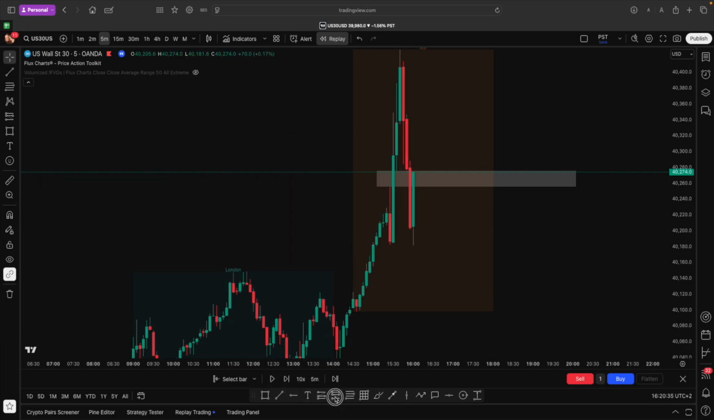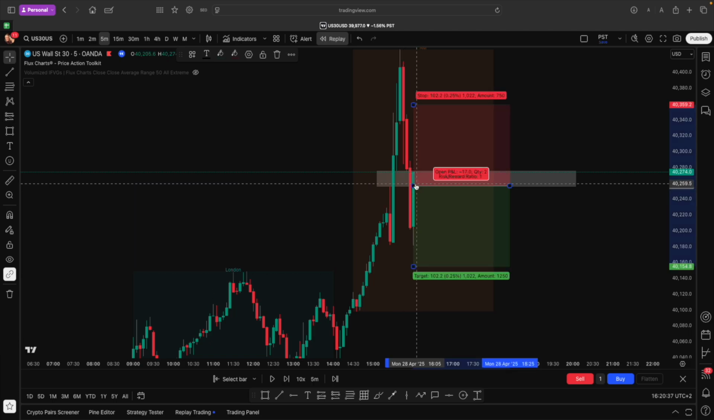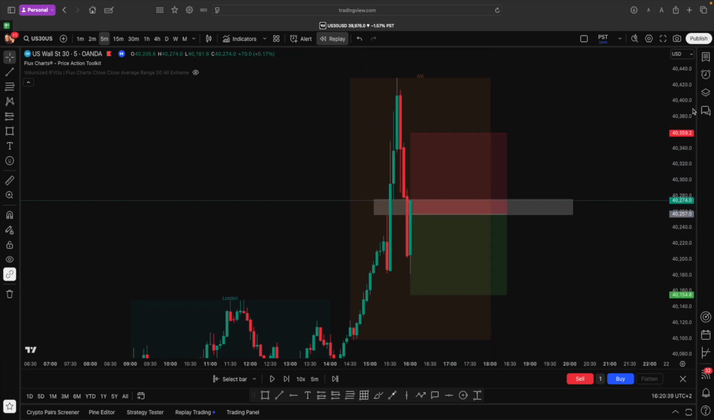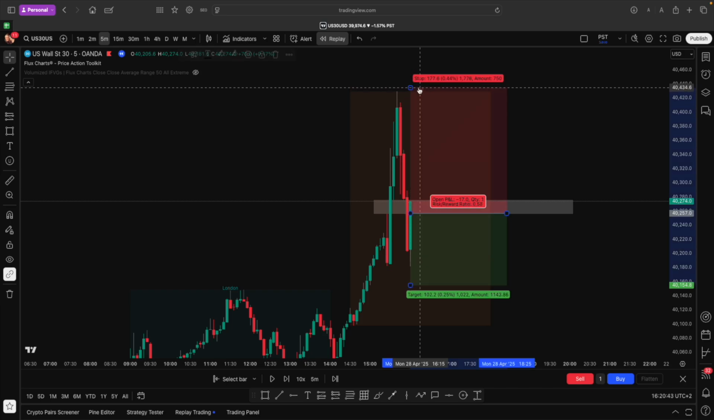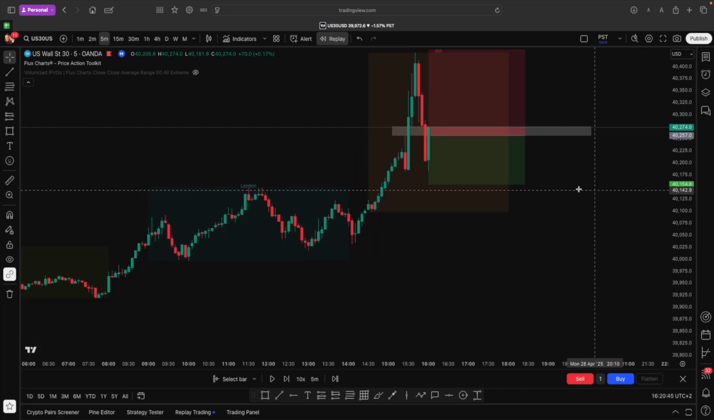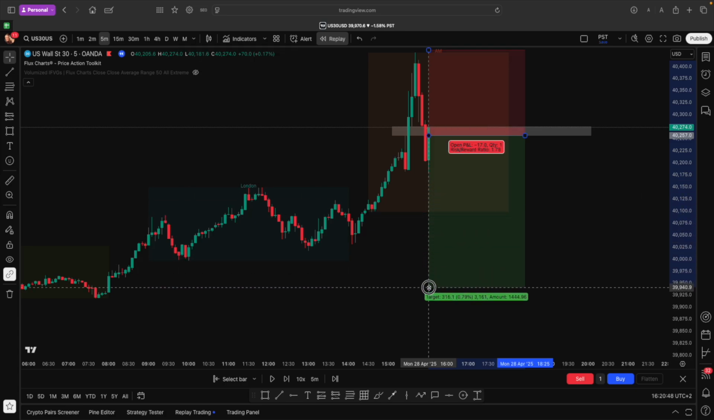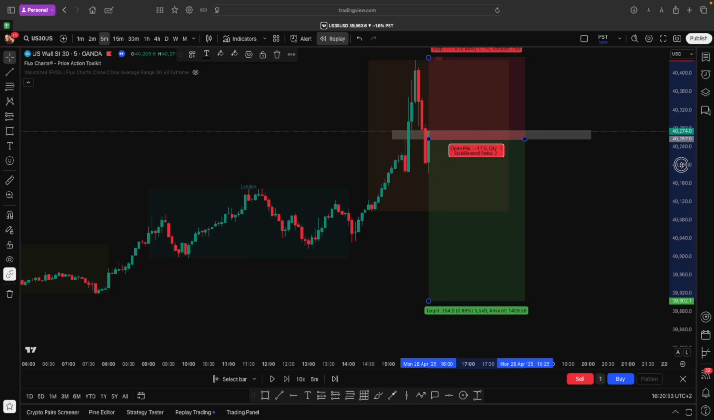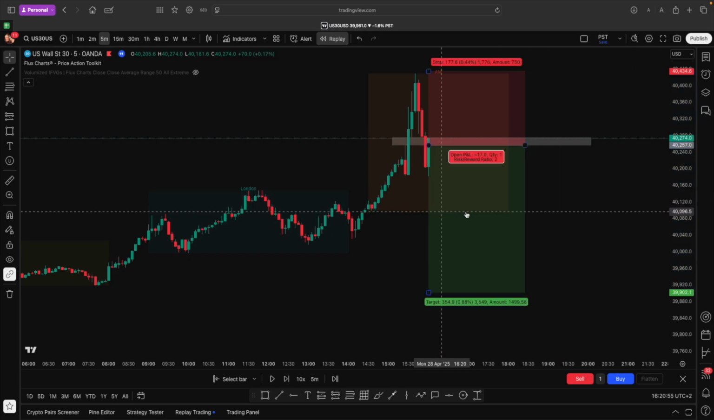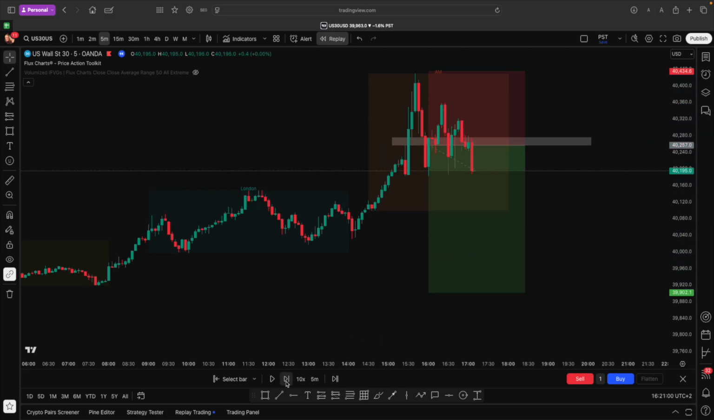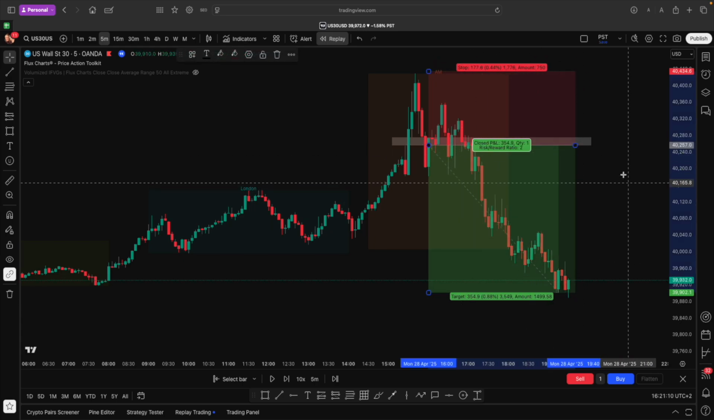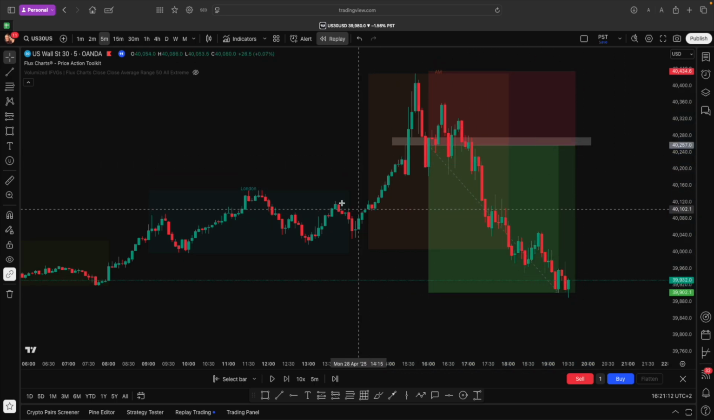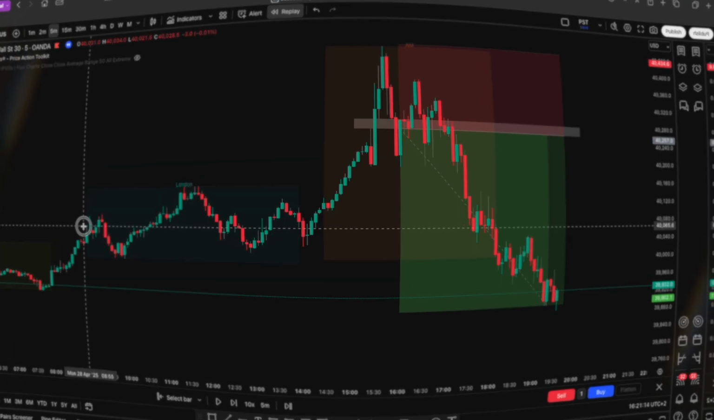Then we can enter on the retest right over here. And you can put your stops above this high. And you can target a 1 till 2 risk to reward trade. And you can break even at 1 till 1. Let's see. Beautiful trade. 1 till 2 risk to reward trade. Let's go to the next example.